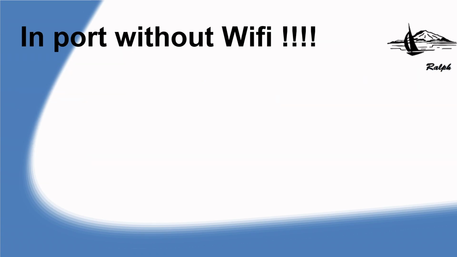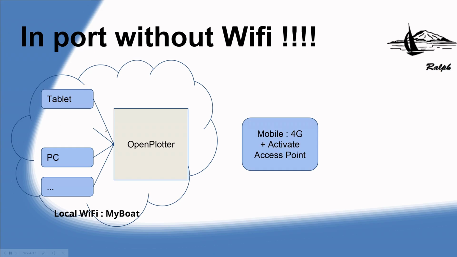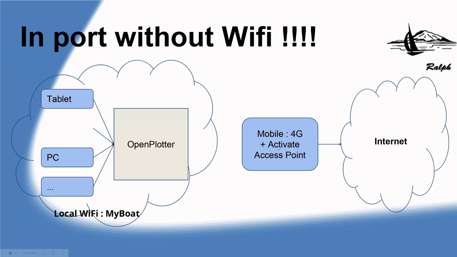But now let's have a look how it works when you are in a port and there is no Wi-Fi in that port. So again, you have your local Wi-Fi that you made with OpenPlotter. Everything is connected together, and one of the devices can decide to use his data and to share the data access to create an access point. So this one is connected to the internet, and you can connect OpenPlotter to this access point. So this is another way of doing things.